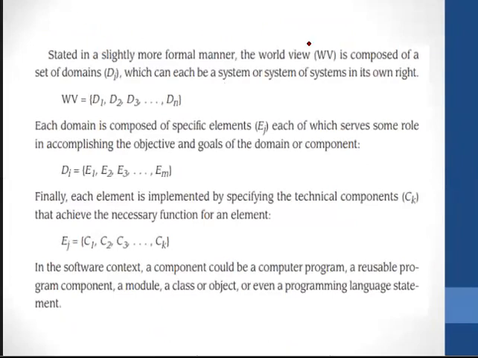Now, the worldview in here is defined as WV. Worldview is composed of a set of domains, as we have seen within the previous diagram. Different domains are there, which can each be a system or a system of systems. That is, each and every domain can be one specific problem or a sub problem that will be identified on its own right. So in here, the worldview is defined as the different domains: domain 1, domain 2, domain 3, going on to the n number of domains that you have.